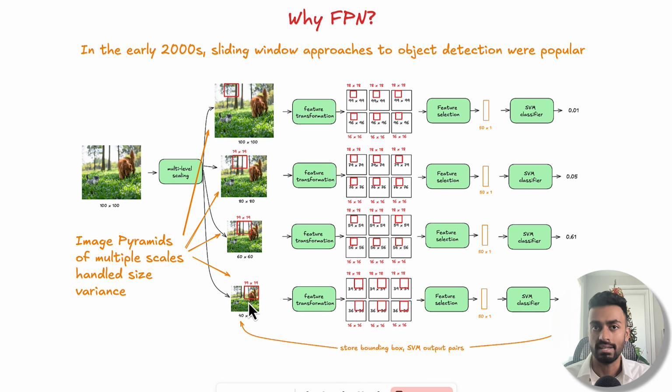And as we apply a sliding window, you can imagine that this sliding window on this entire structure over here would be better at detecting much larger objects, whereas this one over here would be better at detecting much smaller objects. And so that's how these 2000s approaches, like wavelets, histograms of gradients, and deformable parts models, got away with scale invariance for object detection.